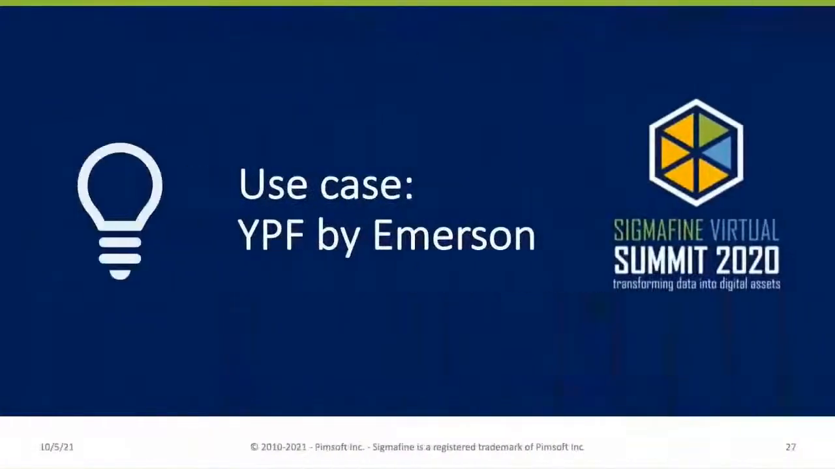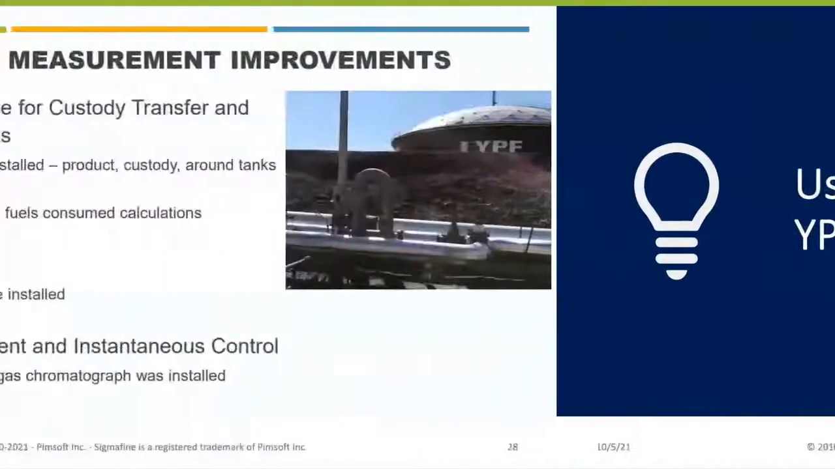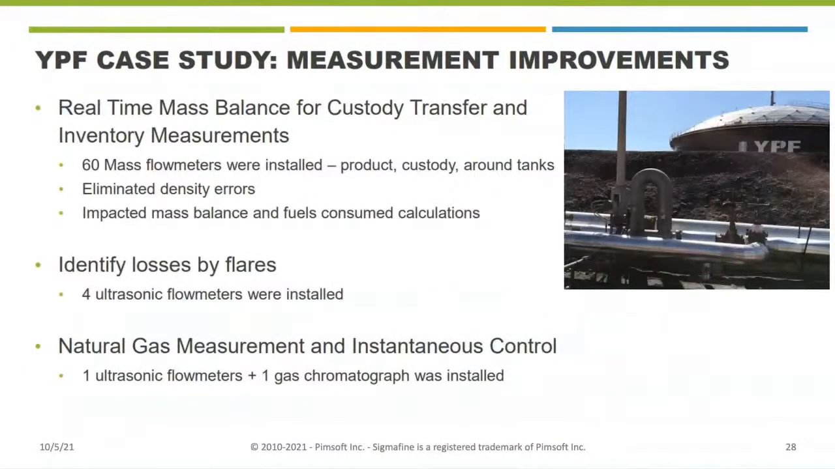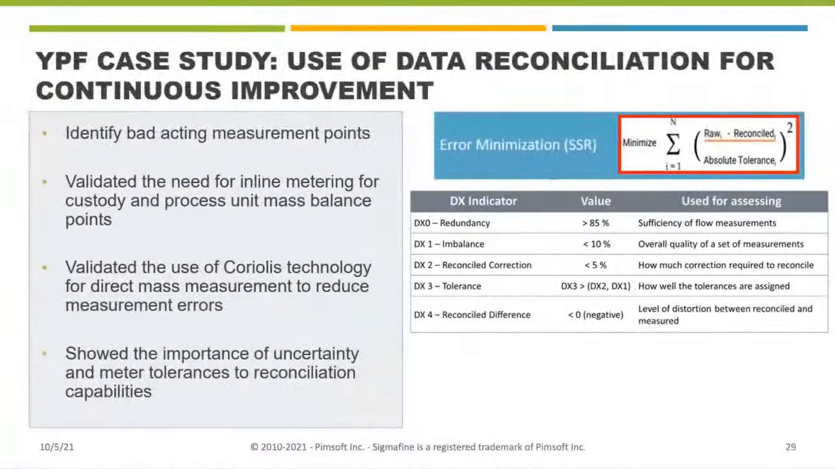The second use case was presented by Emerson at the Sigmafine Summit 2020 and regards the YPF refinery in Argentina. A full study has been conducted and several improvements, both on the balance and on instrumentation, have been applied, including the installation of best-in-class measurement devices. The improved instrumentation resulted in higher accuracy of the data used as input to the balance, where the same measurements were validated by the reconciliation approach.